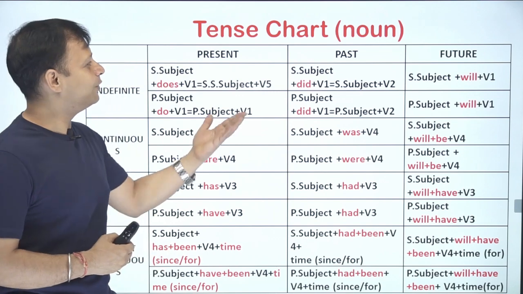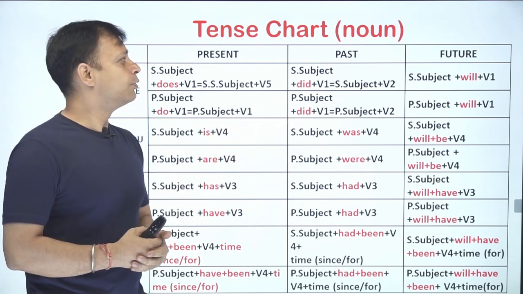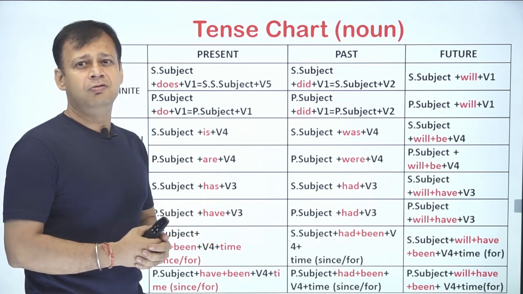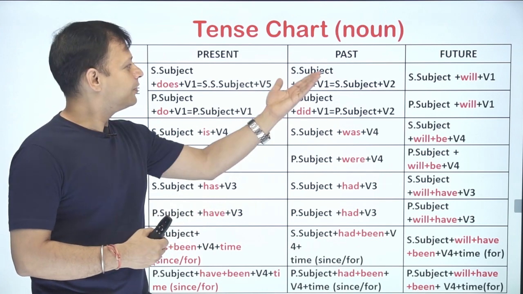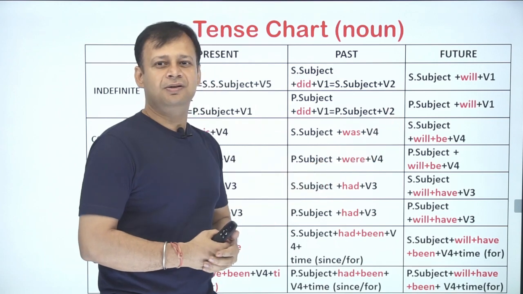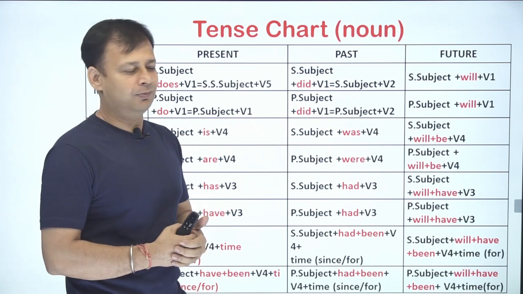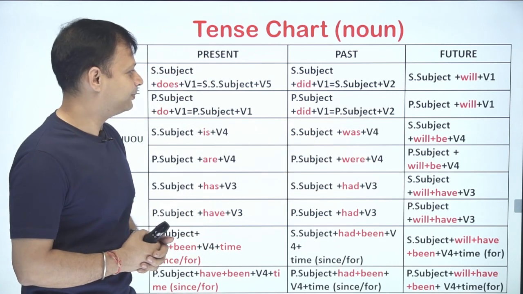Now let us have a look at the future tense. So in case of future tense, singular subject plus will plus V1, plural subject plus will plus V1. So will can be used with both singular and plural subjects. And change of tense once again. So we have the helping verb will be coming in the picture. So will plus be plus ing form, that is the V4 form. So will be can be used both with singular subject and plural subject as well.